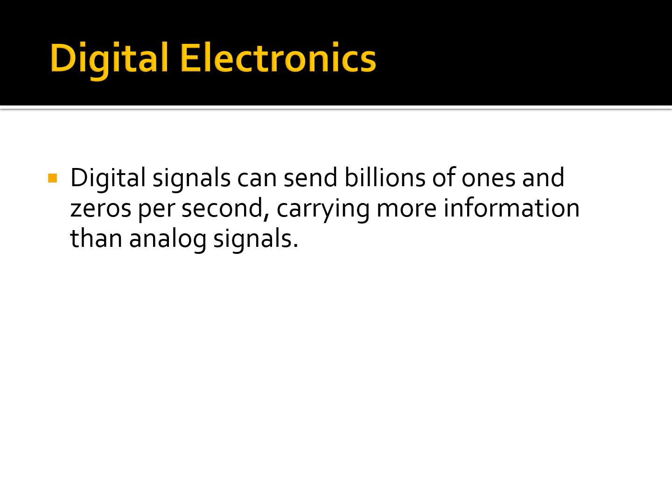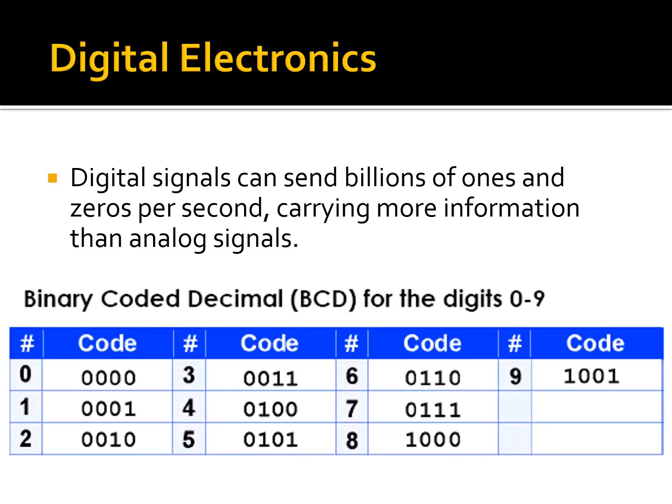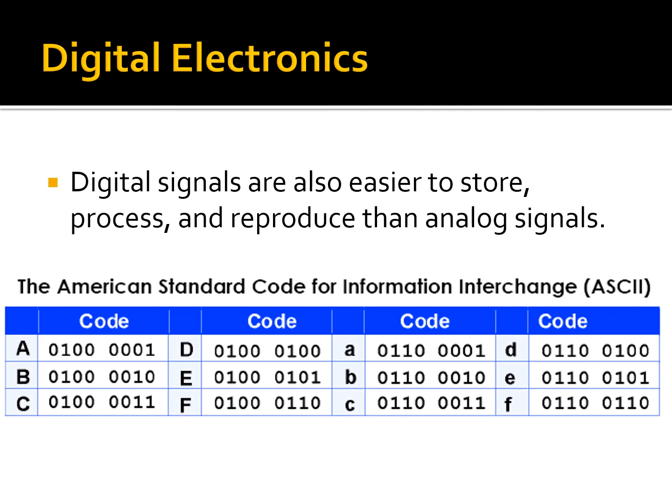Digital signals can send billions of ones and zeros per second, carrying more information than analog signals. So binary code, this table does go up to 9. 9 is a 1001 in binary. They're also easier to store, process, and reproduce than analog signals.